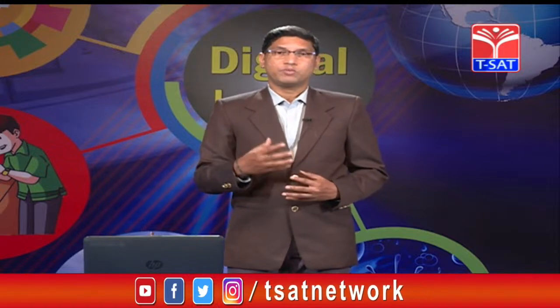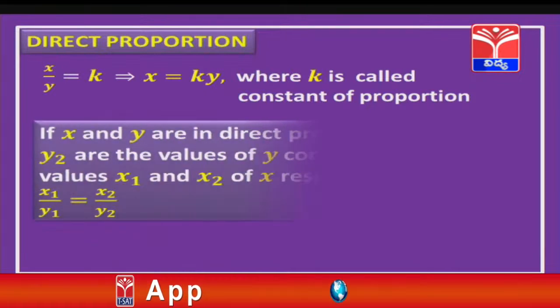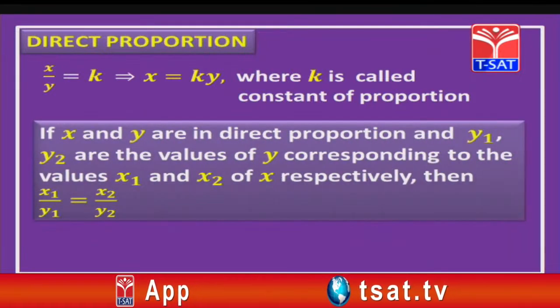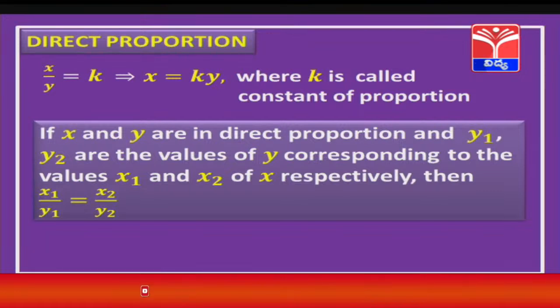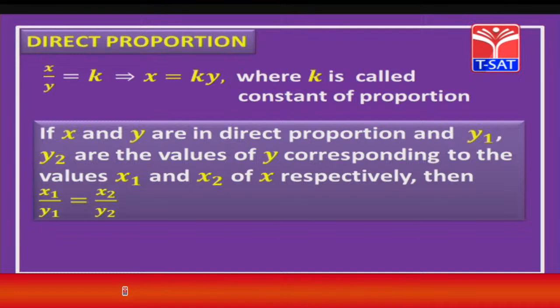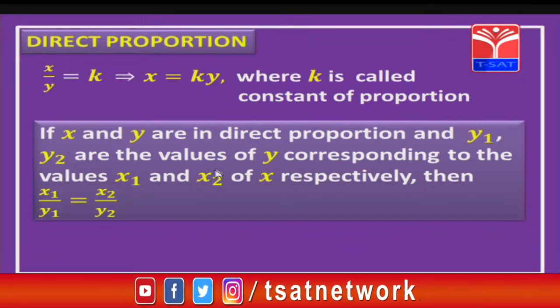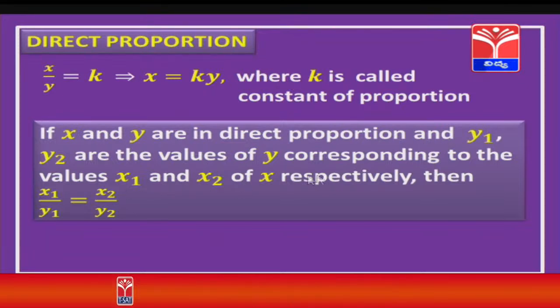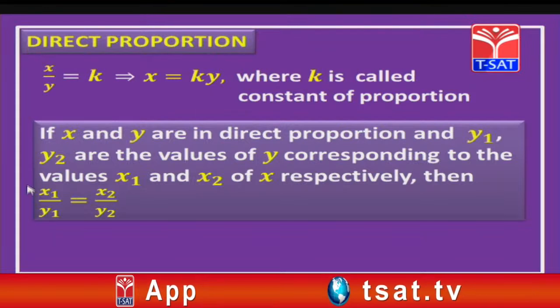So, let us learn more about this direct proportion now. We have already seen x by y is a constant, right. So, if x and y are in direct proportion and y1 and y2 are the values of y corresponding to the values x1 and x2 of x respectively, then I can write x1 by y1 equal to x2 by y2. That means, if you notice, y1 and y2 are the values of y, and they are the corresponding values for x1 and x2. For x1 we have y1, for x2 we have y2. We can write x1 by y1 equal to x2 by y2.